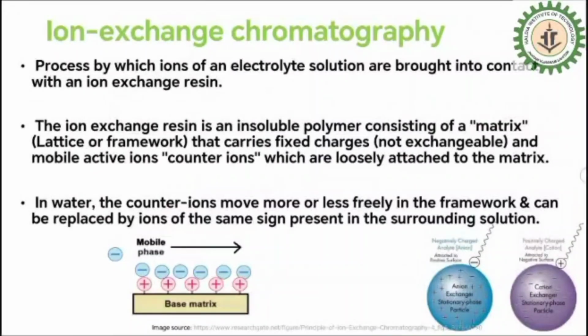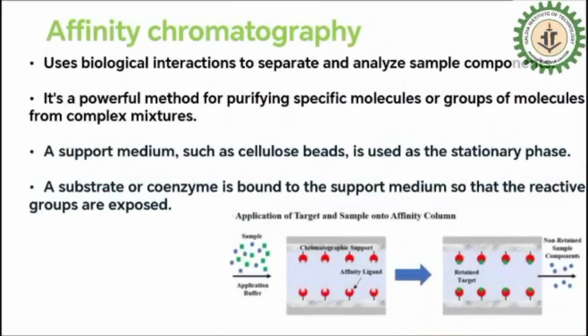Next is affinity chromatography. It uses biological interactions to separate and analyze some sample components. It's a powerful method for purifying specific molecules or groups of molecules from complex mixtures. A support medium such as cellulose beads is used as the stationary phase. A substrate or coenzyme is bound to the support medium so that the reactive groups are exposed. Here in this image, you can see that the chromatographic support matrix contains the red flags, which may be antibodies, or some type of substrate or enzyme or coenzyme, etc.